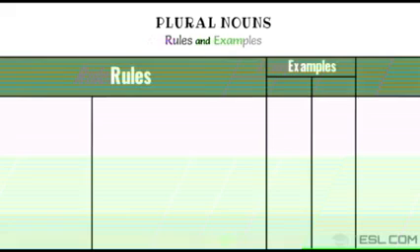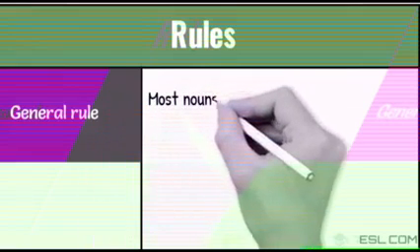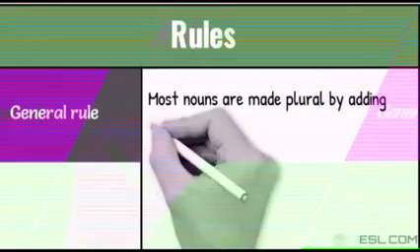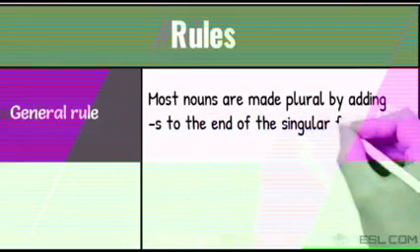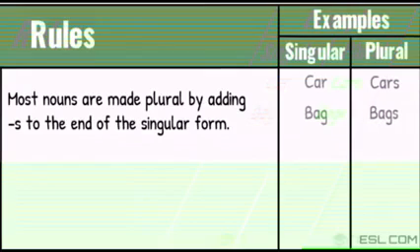Rules, examples for singular and plural, exceptions. General rule. Most nouns are made plural by adding s to the end of the singular form. Car, cars. Bag, bags. Table, tables.